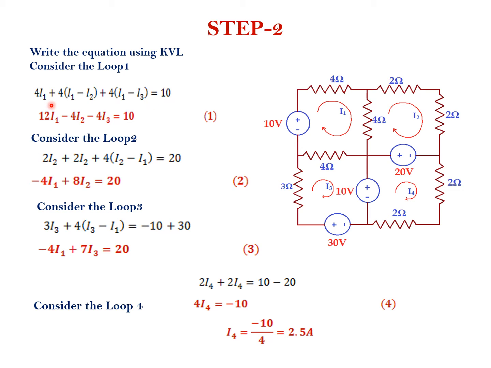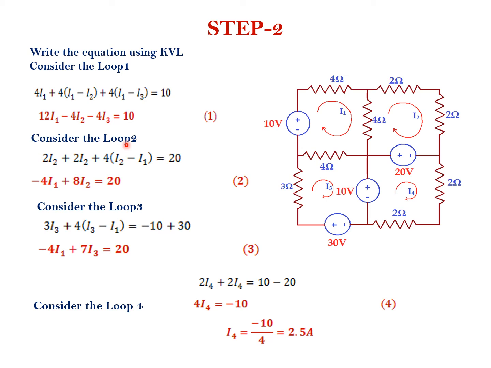Now I am going to reduce the equation. 4I1, 4, here also 4. So 12I1 minus 4I2 and here minus 4I3 equal to 10. This is the equation number 1.